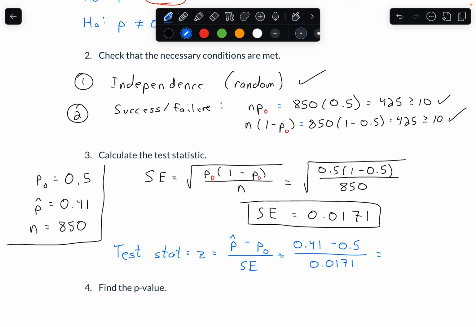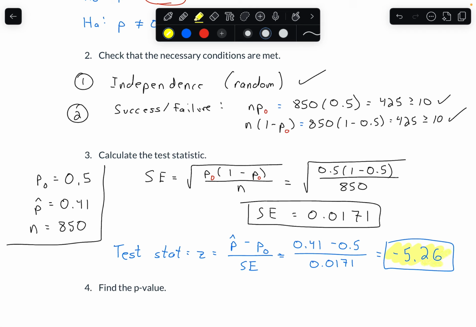So if I calculate this out, minus 0.5 divided by 0.0171, I end up with quite a low test statistic, but that's okay, negative 5.26. So negative 5.26, this is the test statistic. This is what this question is really after.